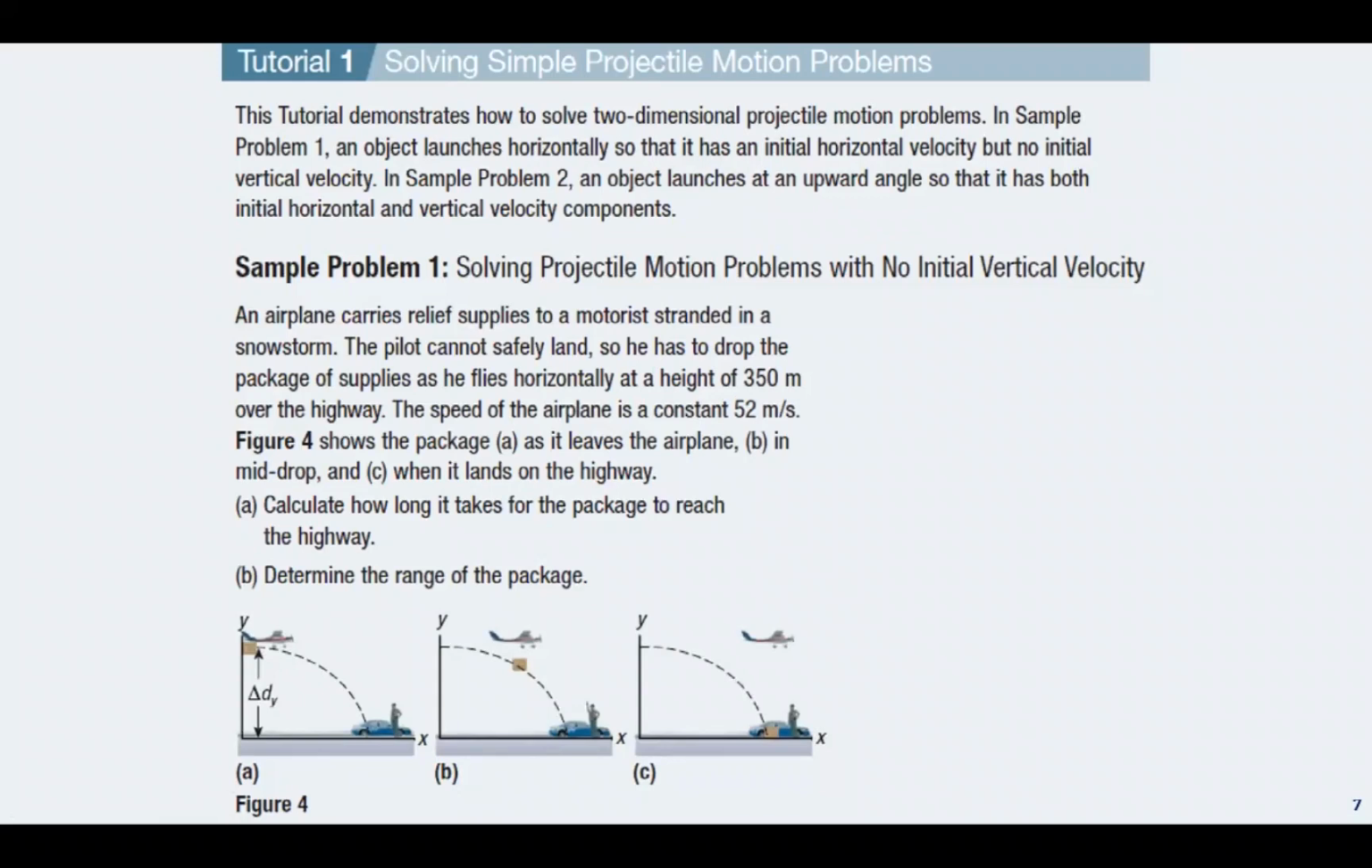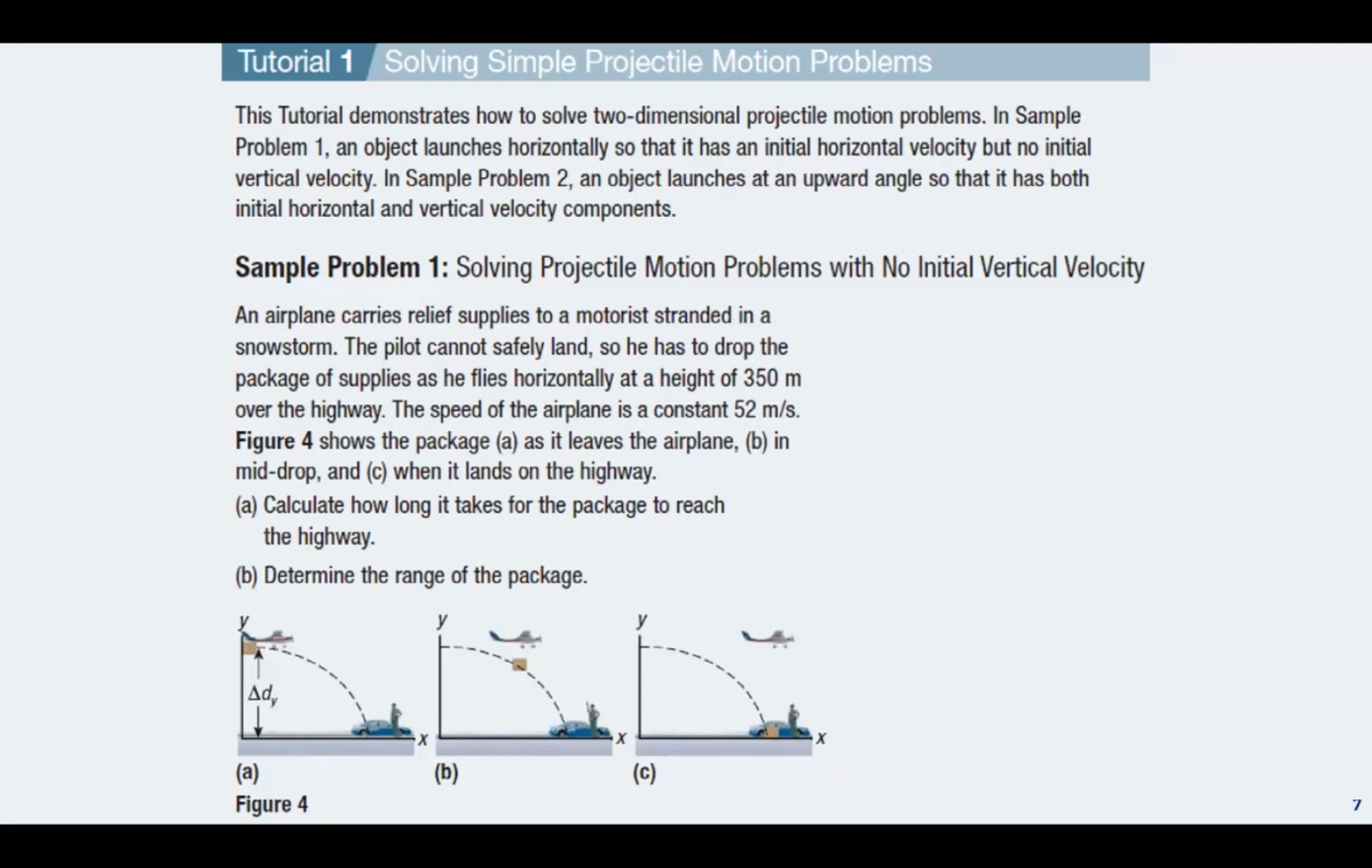Well, let's consider this question here. An airplane carries relief supplies to a motorist stranded in a snowstorm. The pilot cannot safely land, so he has to drop the package of supplies as he flies horizontally at a height of 350 meters over the highway. The speed of the airplane is constant, at 52 meters per second. Figure 4 shows the package as it leaves the airplane, in mid-drop, and when it lands on the highway.